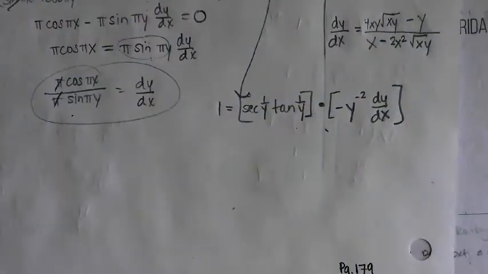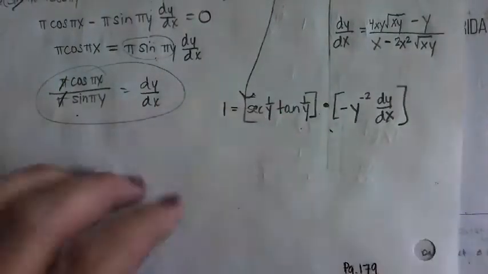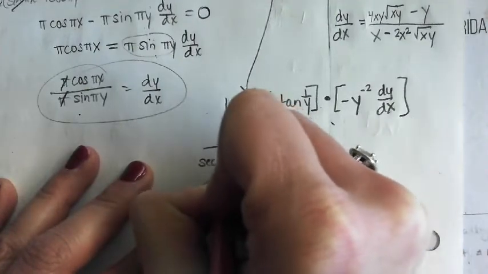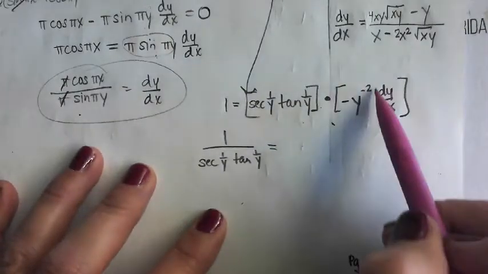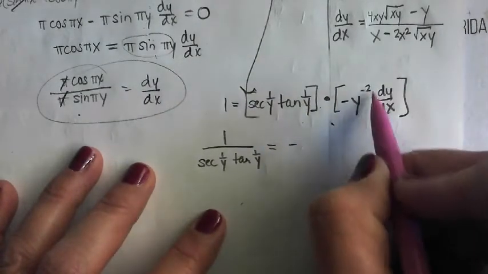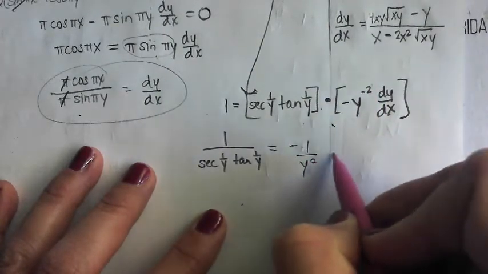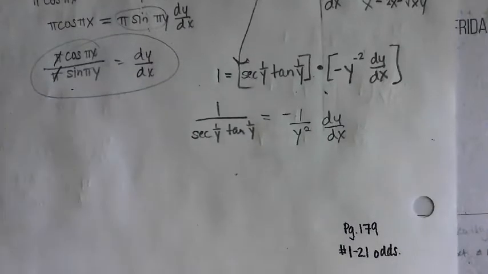So what would we do first to clean this up? What do you think, Nathan? Yep, I would divide this chunk over. Very good. 1 over the secant of 1 over y, tan of 1 over y equals, I would probably change that negative exponent to negative 1 over y squared dy/dx. And then I would just get rid of that fraction by multiplying by the reciprocal, which is just going to be negative y squared over 1.